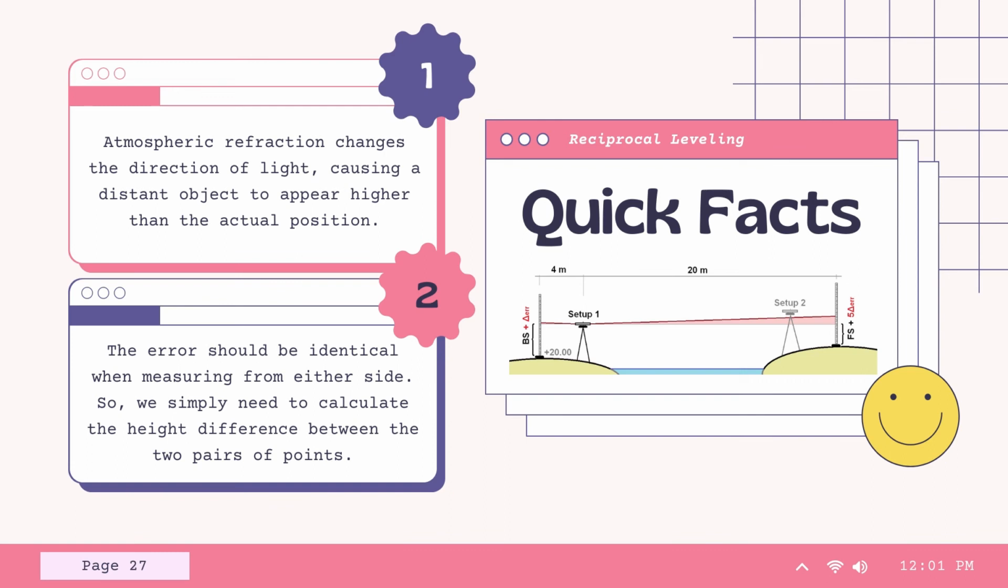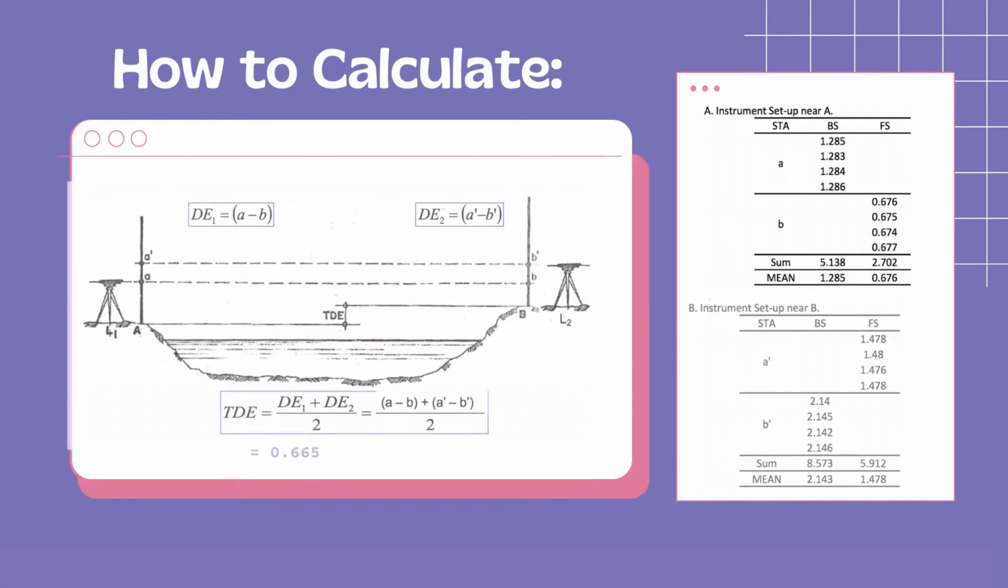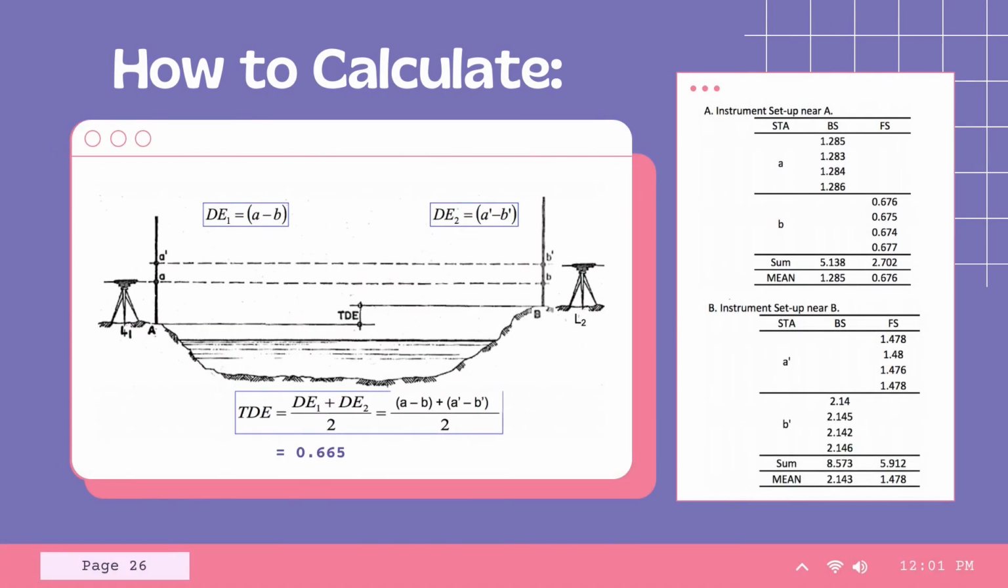So when solving for the measurements, the error should be identical when measuring from either side. So we simply need to calculate the difference between the two pairs of points. Now, how do you perform reciprocal leveling?